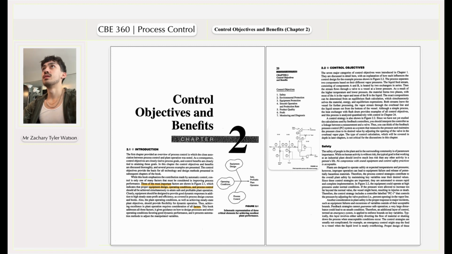Another consideration in plant safety is the proper response to major accidents, such as equipment failures and excursions of variables outside of their acceptable bounds. Feedback strategies cannot guarantee safe operation. A very large disturbance could lead to an unsafe condition. Therefore, an additional layer of control termed an emergency system is applied to enforce bounds on key variables. Typically, this layer involves either safely diverting the flow of material or shutting down the process when unacceptable conditions occur. The control strategies are usually not complicated. For example, an emergency control might stop the feed to a vessel when the liquid level is nearly overflowing.